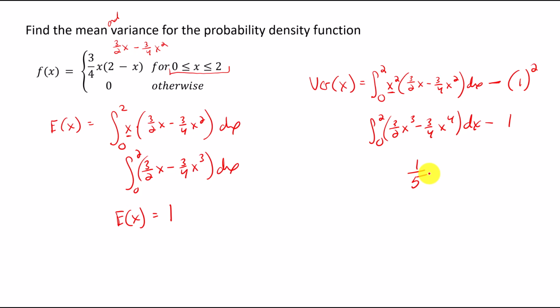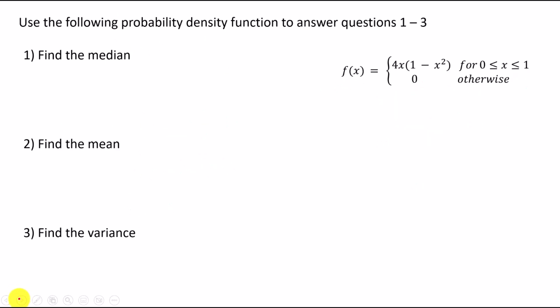So you need to know how to find a missing value of k. You need to know how to find the median, the mean, and the variance. So I want you to take a minute and use this probability density function to find the median, the mean, and the variance, and then check your answer with me.